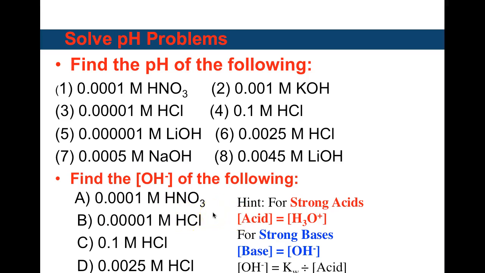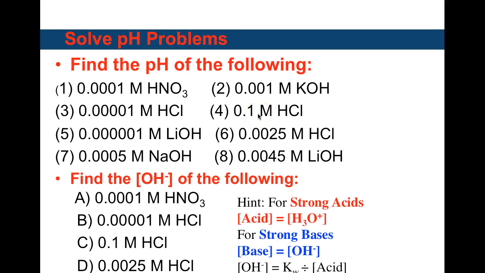So here are some pH problems to solve. Some might be simple, some might require you to punch in those numbers into your calculator. For example, here it's 1 times 10 to the negative 4, so the pH is 4. Here it's KOH, so you're finding pOH, so that's 1 times 10 to the negative 3. So pOH is 3, so 14 minus 3 gives you 11. So pH is 11. This is 1 times 10 to the negative 5, so pH is 5.